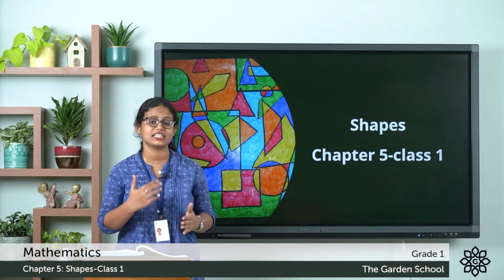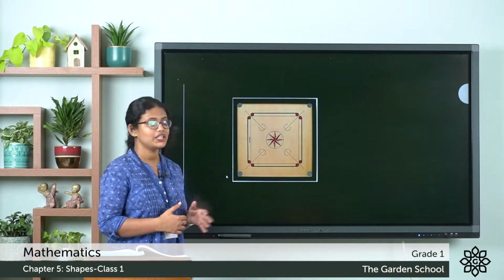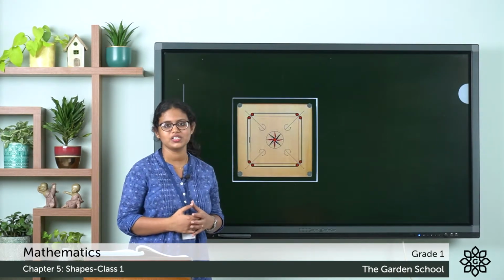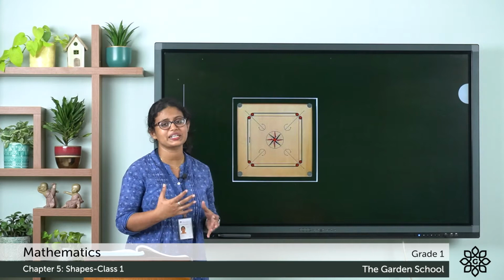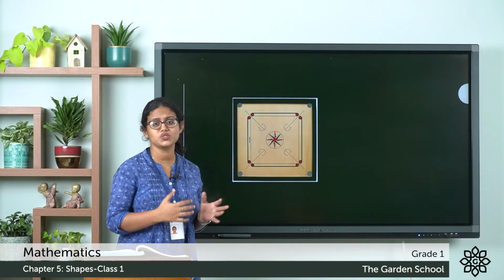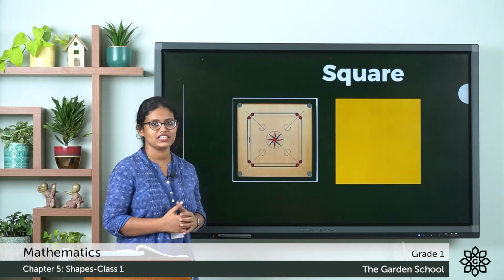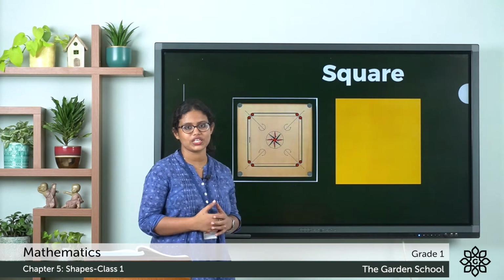So, today let's discuss a few shapes. Here you can see a carom board. Most of you might have seen a carom board, right? So, what shape is this? Do you know what shape is this? It is a square. It is square in shape.